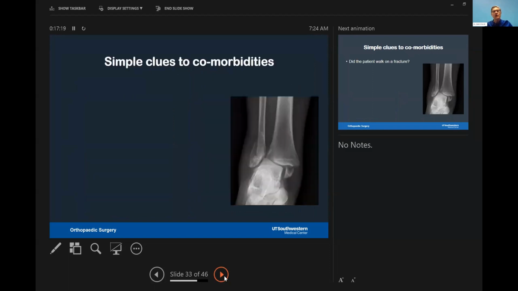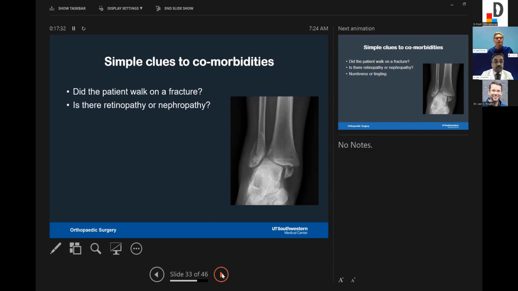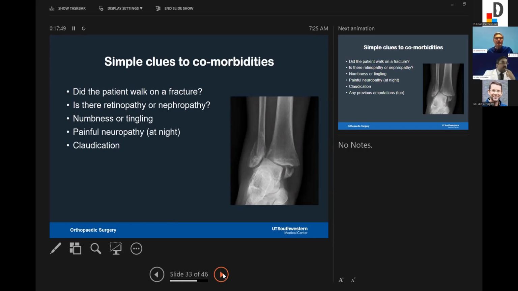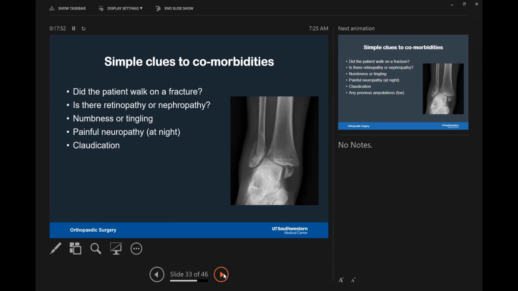So the simple clues to comorbidity, you know, for all of us, in my opinion, and this is what I teach my trainees, is that if a patient has a fracture like you see here and they walked on it, you don't have to be a neurologist to know that they have neuropathy. Is there associated retinopathy or nephropathy indicating some small vessel disease? Do they have numbness and tingling consistent with neuropathy or even painful neuropathy at nighttime? Do they have symptoms of claudication? And certainly sometimes these patients also have neurogenic claudication with bad spines. So we have to distinguish vascular from neurogenic claudication.